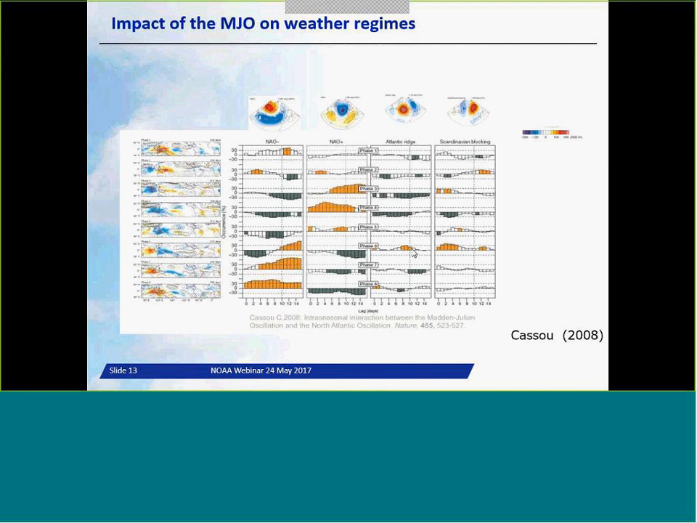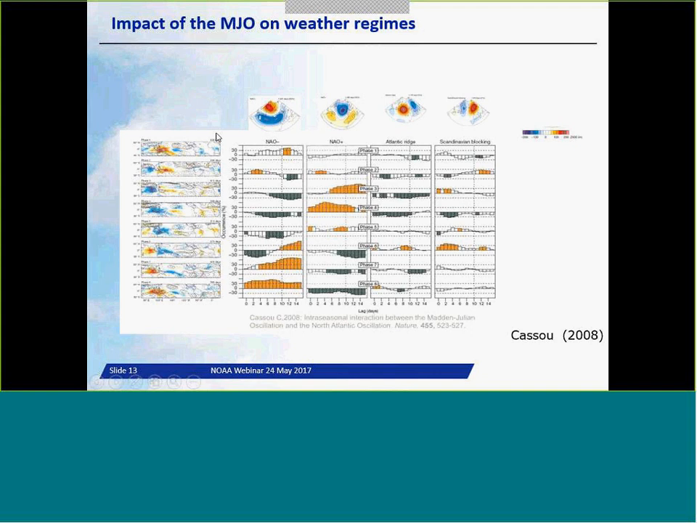And this is an example from Cassou, a paper in Nature in 2008, which shows the impact of the MJO on the four weather regimes from reanalysis: negative NAO, positive NAO, Atlantic Ridge, and Scandinavian blocking, and that's the 8th phase of the MJO. The bars show the variability of frequency of those weather regimes following an MJO in phase 1 to 8, for lead times from day 1 to day 15.